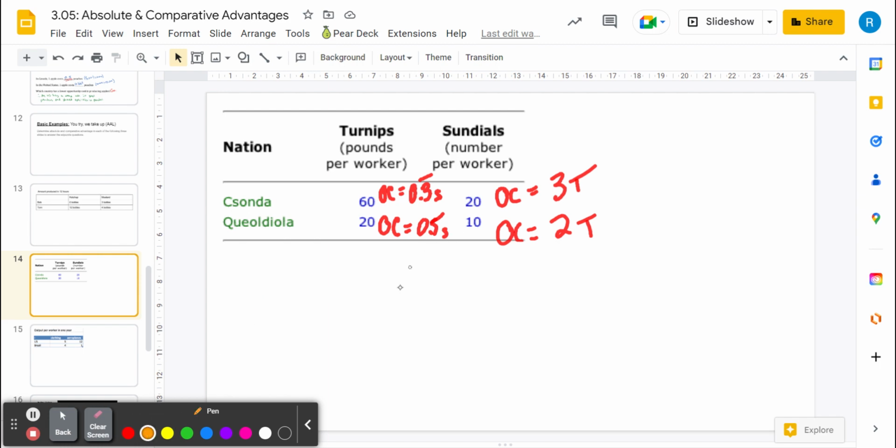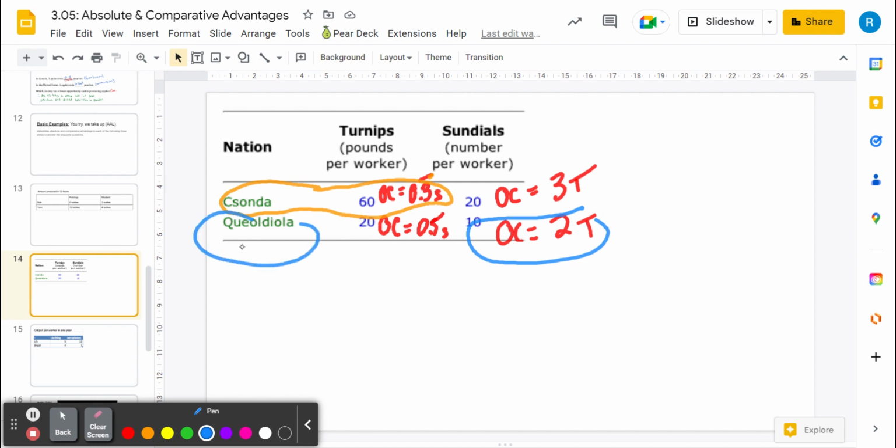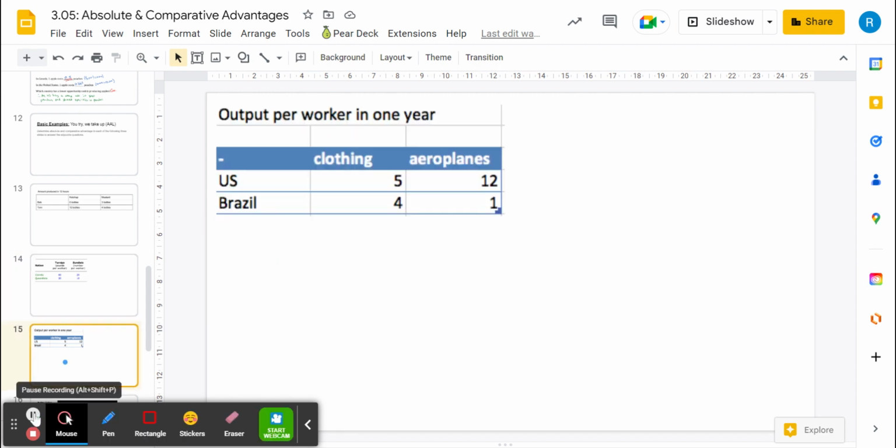So, who should make which? Okay, so lower opportunity costs. This country should be making turnips. And opportunity cost is lower of sundials for this country. Okay, so sundial should be made by this country, and turnip should be made by this country. Okay, one more. Different numbers this time, so it's special. Okay, you can answer the questions that pop up. Then I'll take it up.